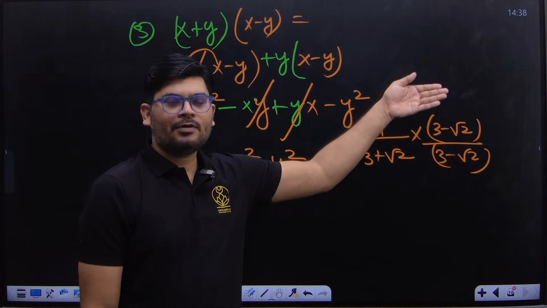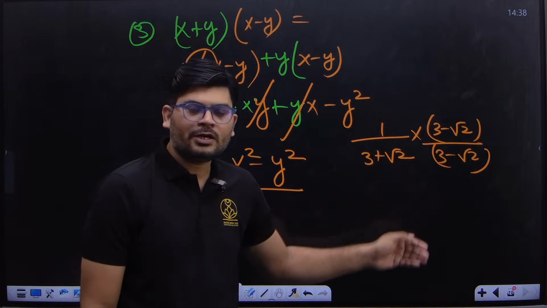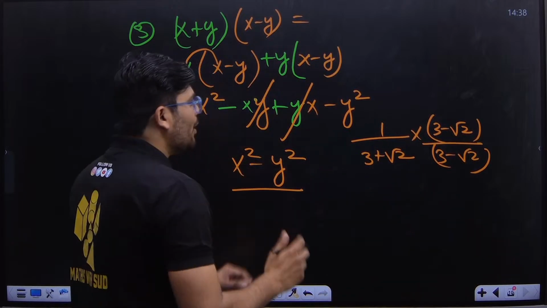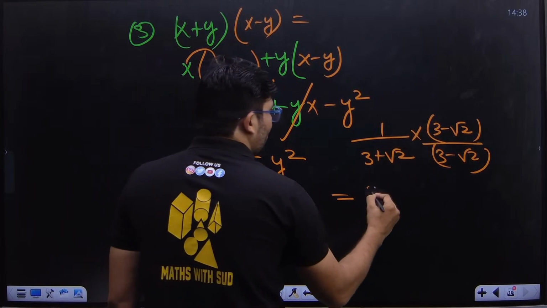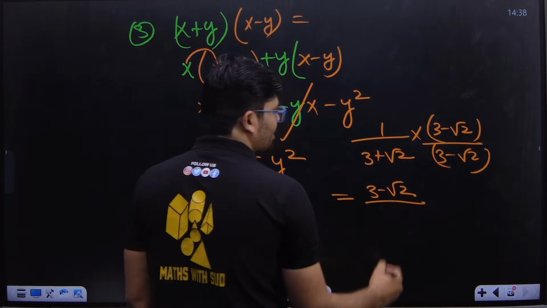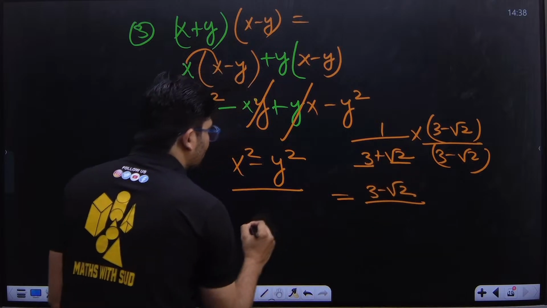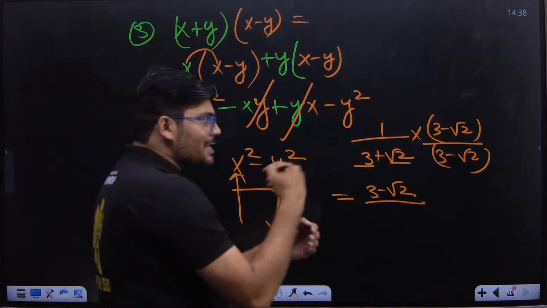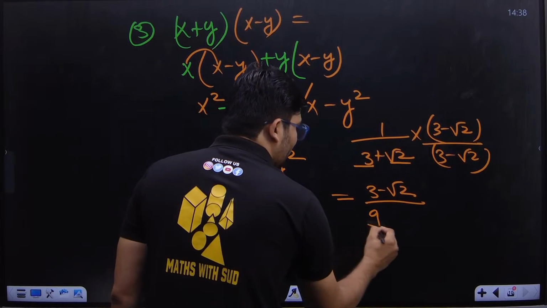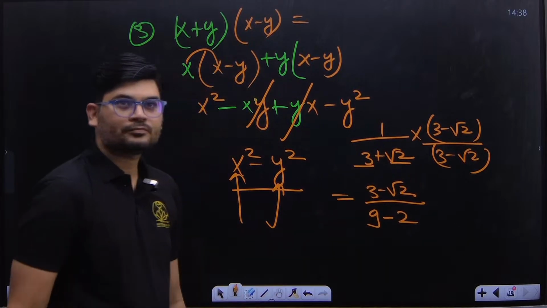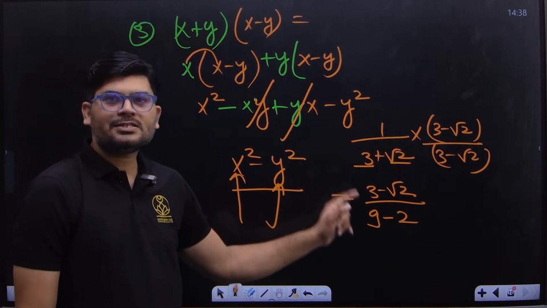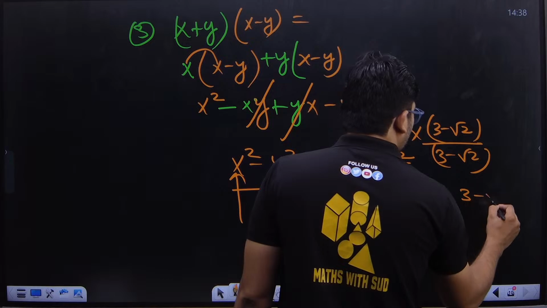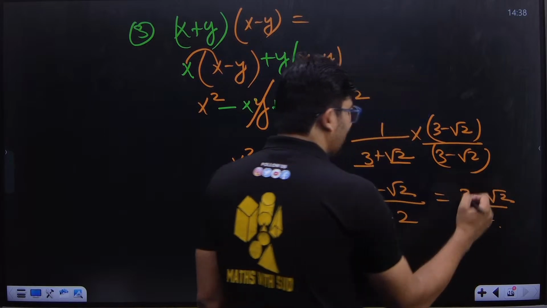If I multiply a number in the numerator and the denominator, the value is multiplied by 1, so it doesn't make any change. But now the numerator will become 3 minus root 2, and the denominator will be x square minus y square. Are you getting it? So the under root part will cancel out, the root 2 squared, so it will become 9 minus 2. 3 square means 9 minus 2. So the final answer that you will get is 3 minus under root 2 divided by 7.